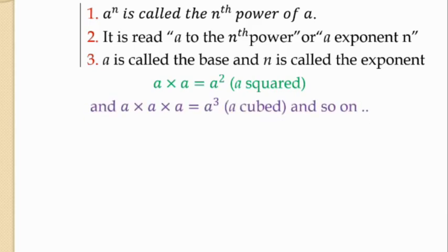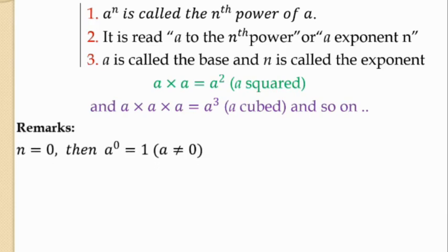A times a times a, it's a to the power 3 or a exponent 3. It's called a cubed. Squared represents power 2 or exponent 2. Cubed represents the exponent 3, and so on. As a remark, if n equals 0, then a to the power n is a to the power 0, which is 1. It's a rule. If n equals 1, then a to the power 1, a is written only one time, so the answer is a.